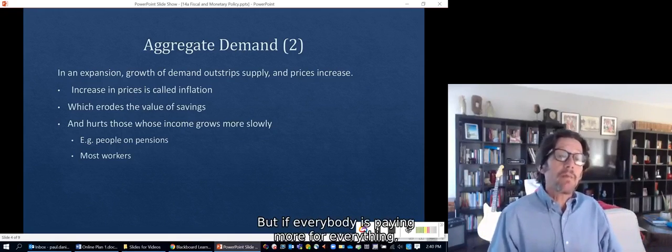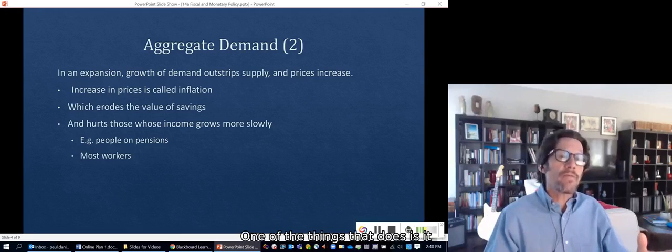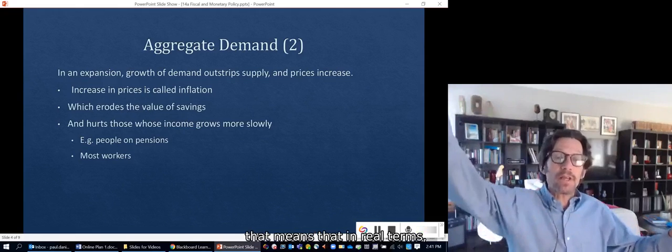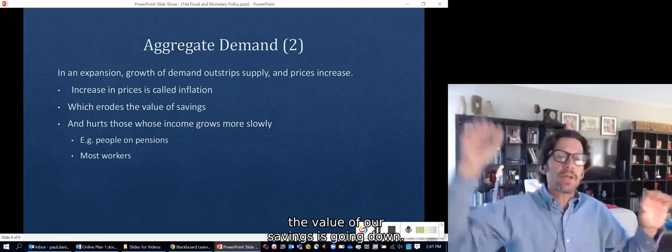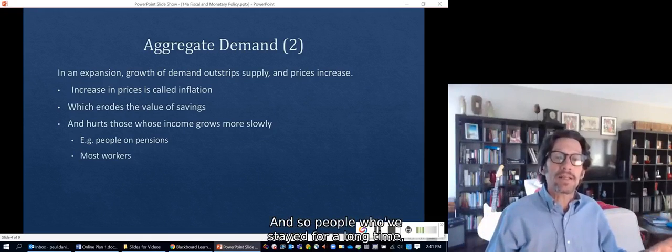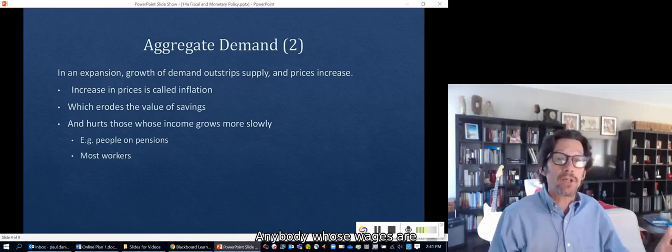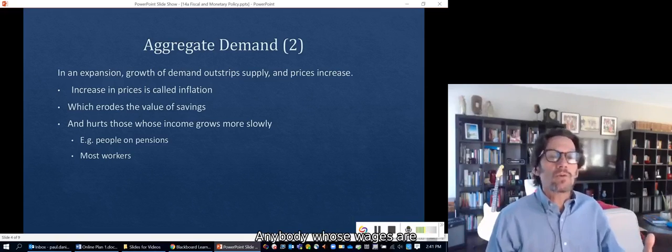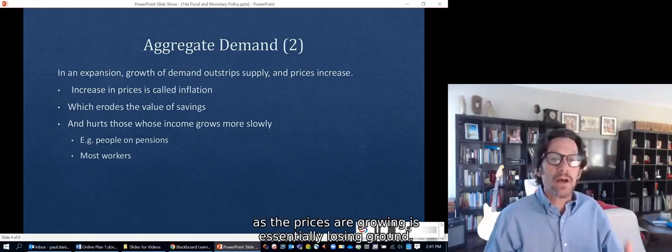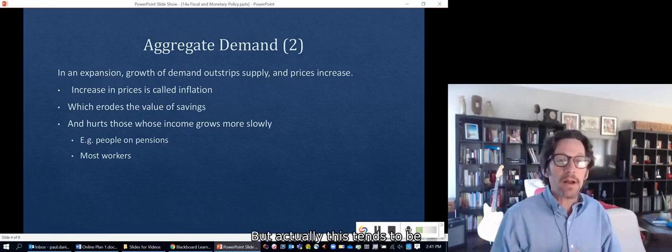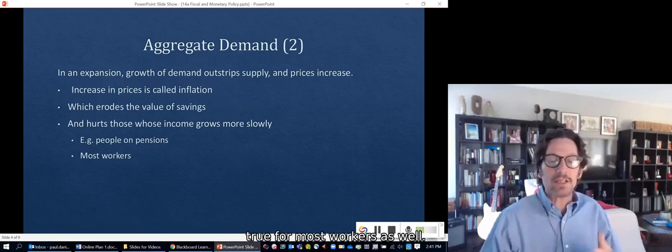But if everybody is paying more for everything, one of the things that does is it makes our savings worth less money, right? If we have a certain amount of savings, but the price of everything is going up, that means that in real terms, the value of our savings is going down. And so people who've saved for a long time, especially retired people, tend to become impoverished. Anybody whose wages are not growing as fast as the prices are growing is essentially losing ground. It's, again, particularly hard on people on pensions, but actually this tends to be true for most workers as well.